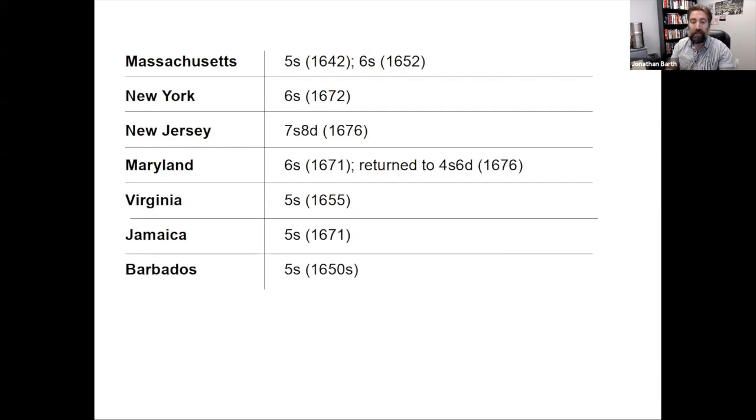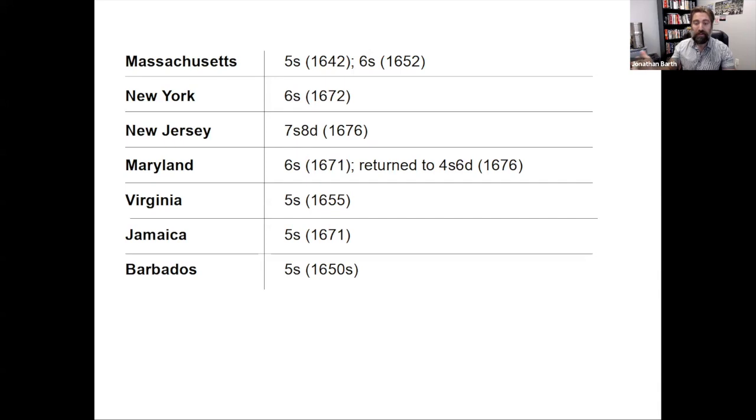In 1671, the Jamaica Assembly, dominated by sugar planters, raised the dollar from 4 shillings 6 pence to 5 shillings, effectively reducing the debts they owed to the Royal African Company by 11%. In 1671, the Maryland Assembly raised the dollar by 33%, from 4 shillings 6 pence to 6 shillings, all in one fell swoop.